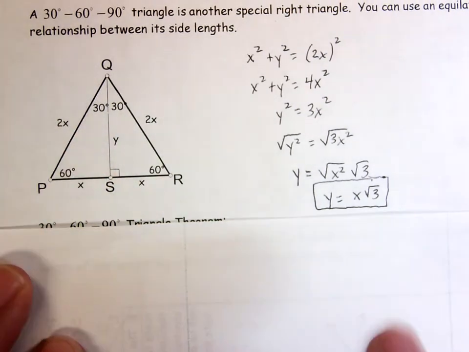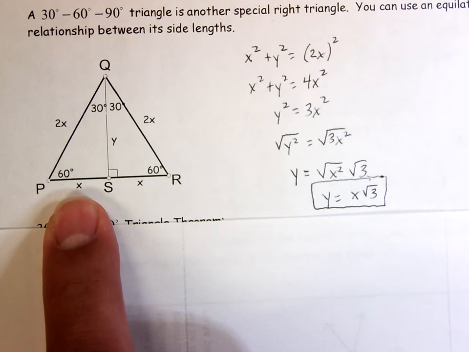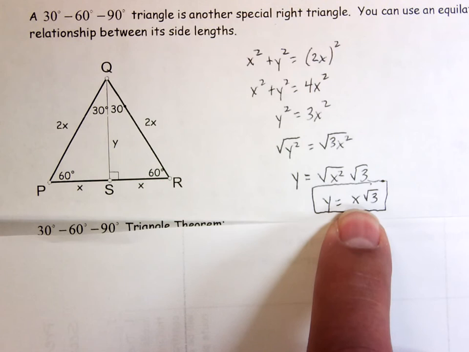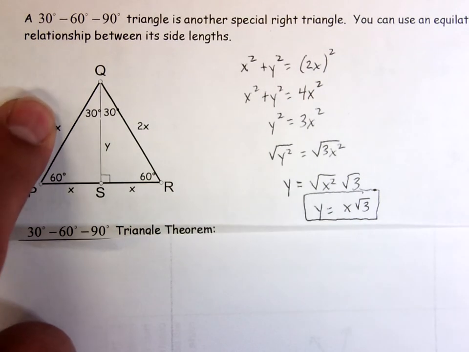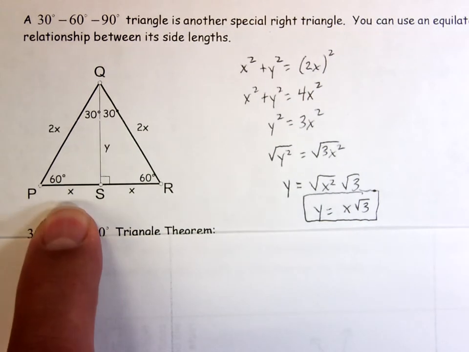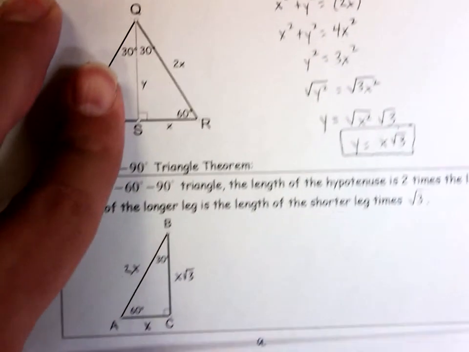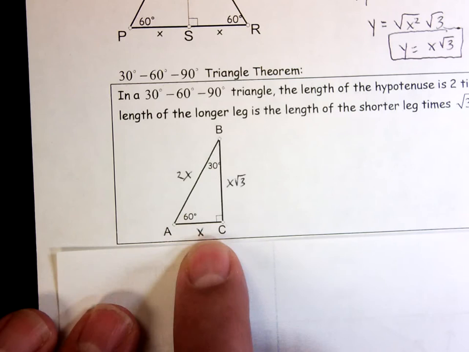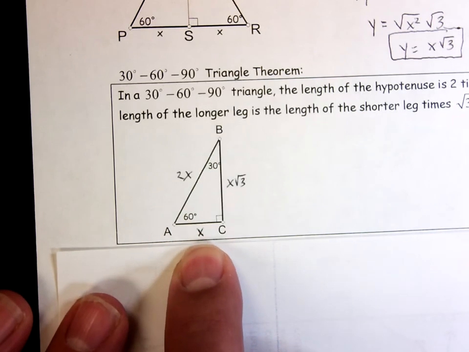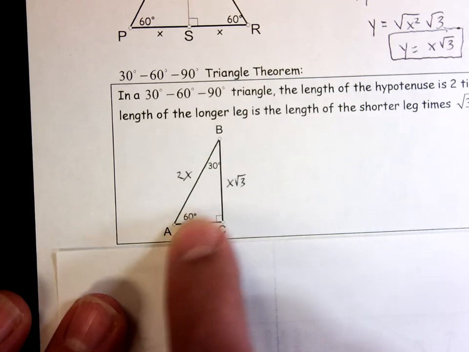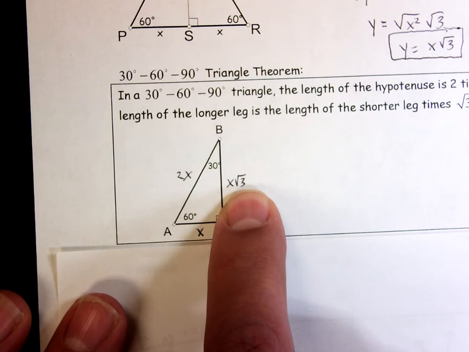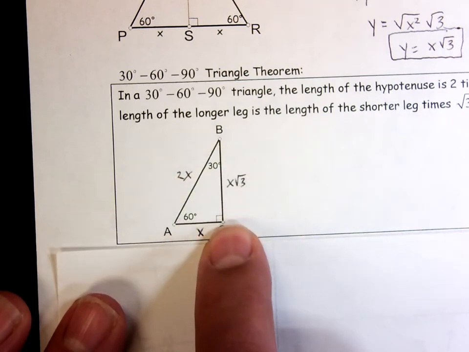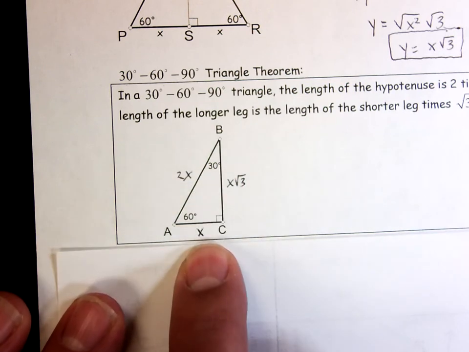right angle. So my short side is always x. My long side, this piece, the one opposite 60, is always x root 3, and my hypotenuse is always 2 times the short side, which is all you're going to do here. So again, 30 degree angle is across from the short side, we call the short side x. The 60 degree angle is across from the long side, we call that x root 3, and the hypotenuse, again across from the right angle, is always 2 times whatever you have for your short side.